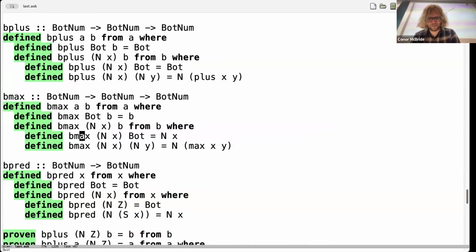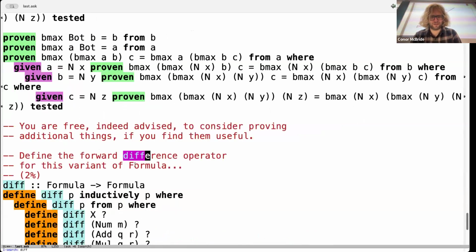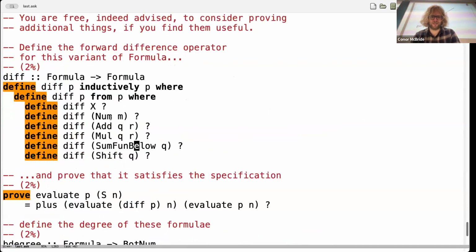And diff, we also said it was a good move to look at the formula. So everything in sight, more or less, is stuck because we don't know what the p is here. Diff p is stuck because of that. Evaluate is stuck because we don't know what diff p is, and evaluate is stuck because we don't know what p is. So really, no-brainer, we should look at p.